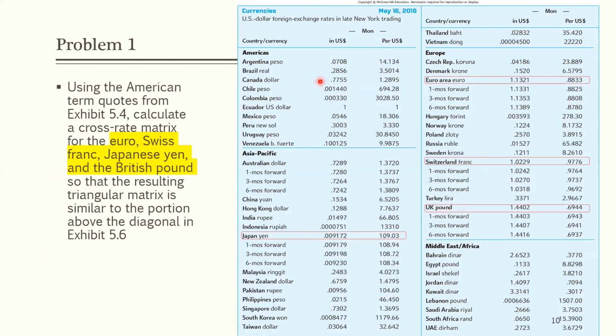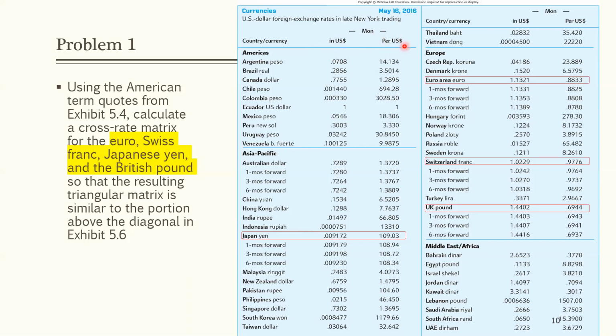Now, this table is what we saw at the start of the class. This table tells me the American quotes for different currencies. On the left-hand side, in the left column, I've got the in USD values. So these are the values of the foreign currency in the USD. On the right-hand side, I have the per USD.